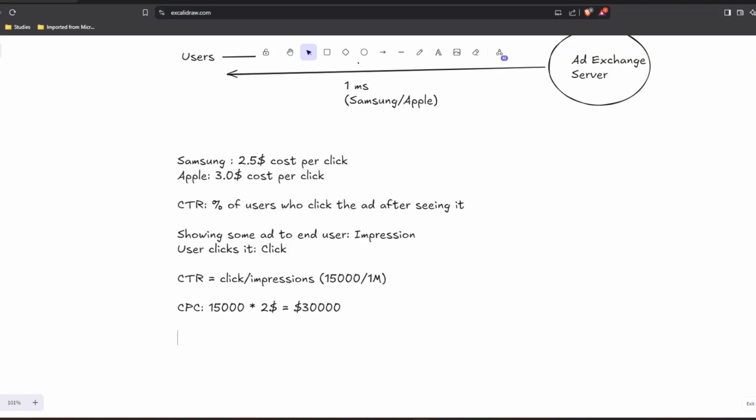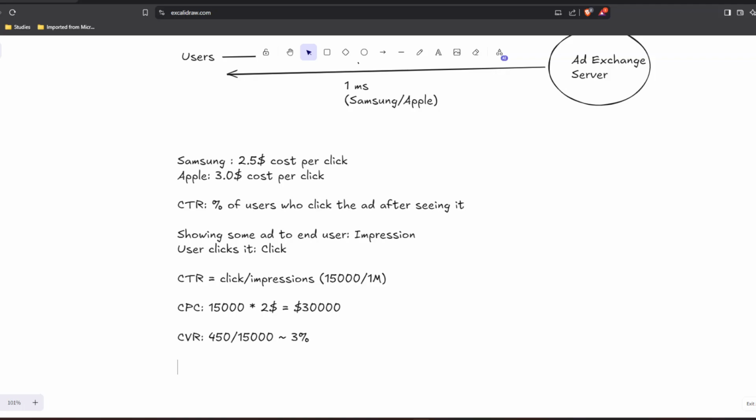Out of that, how many have actually converted? That is known as CVR. Suppose out of 15,000, 450 have actually taken it. So that is close to somewhere around 450. Yeah, it will be around 3%.